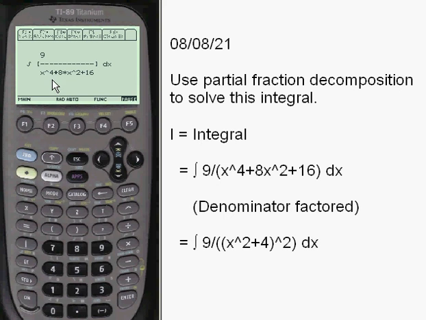So here's what you've entered now: 9 divided by x to the 4th plus 5x squared plus 16, okay? Now that factors to this right here. And so I show you that you've entered the correct amount, and so you say okay.